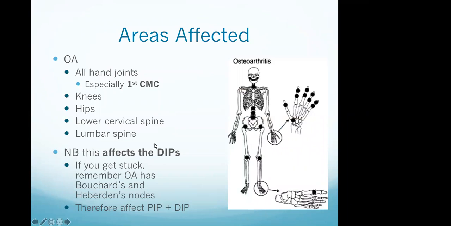And the big separating thing, which I think everyone always forgets, is that osteo is the one that does affect your DIPs. If you can't really remember which one does which, as long as you can remember that Bouchard's and Heberden's nodes are associated with osteo, you know that those are proximal and distal, or at least that those are the two interphalangeal joints, which means that this can't be the one that's sparing one of them.